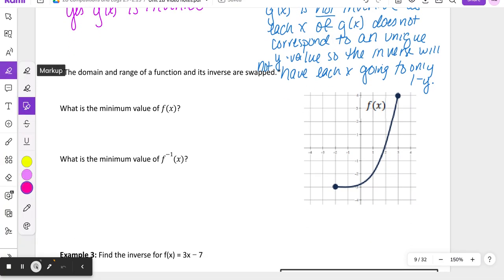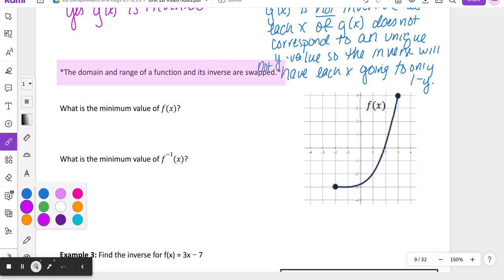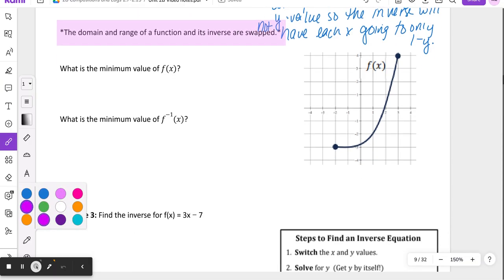All right, so something to note because we're switching everything, and I said this in the beginning, the domain and range of a function and its inverse are swapped with one another. So when we look at a function, we can find the minimum value, nice and easy. Minimum value here would be -3. What would be the minimum value of the inverse? This is your inverse notation.